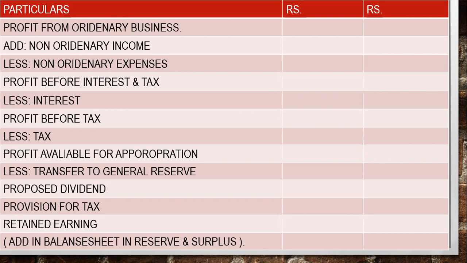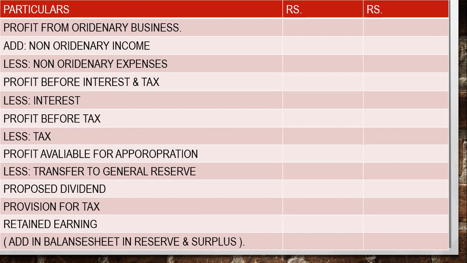Okay, so profit before interest. So profit from ordinary business, if you add something, if you less something, you will get profit before interest and tax. So now you have got the net profit, like this is, you can say, the gross profit. Okay, after that you have to pay your interest amount.